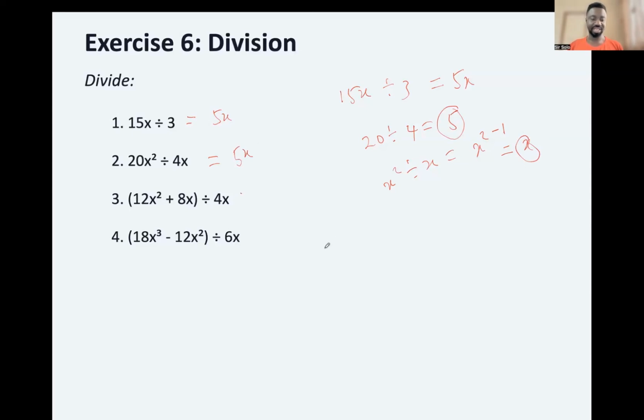Now let's try a different one: 12x squared plus 8x divided by 4x.